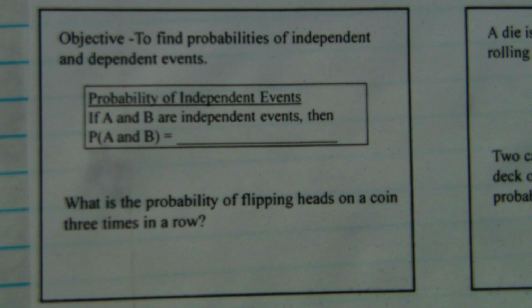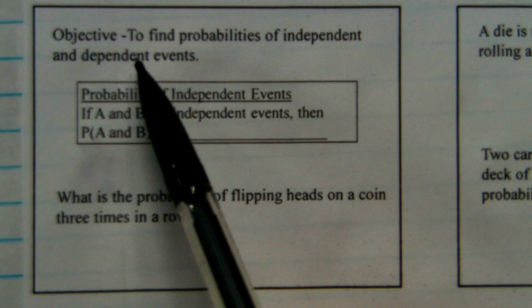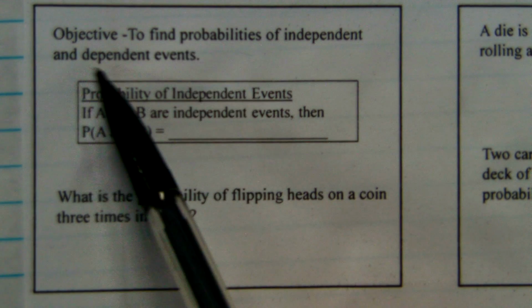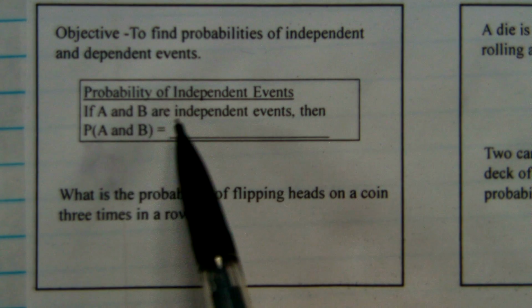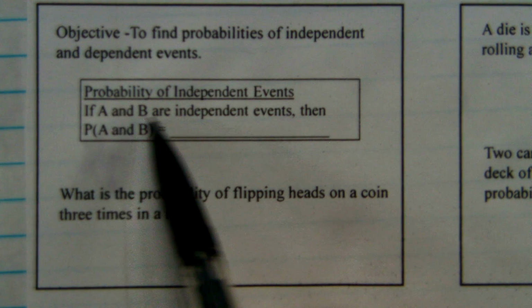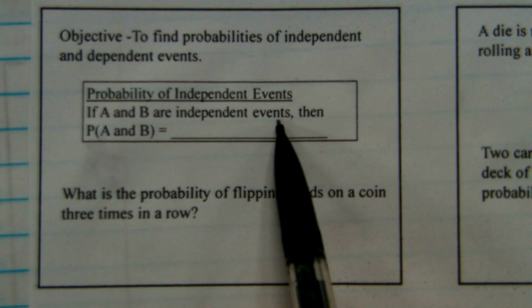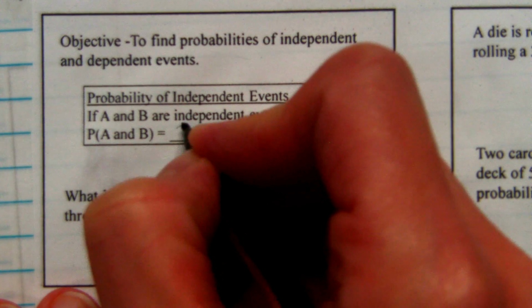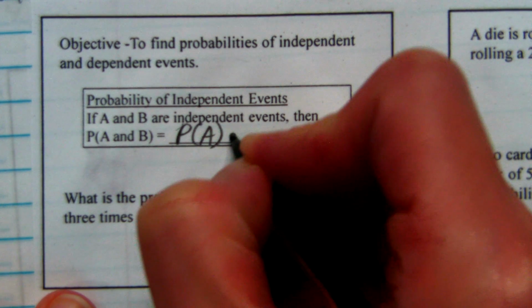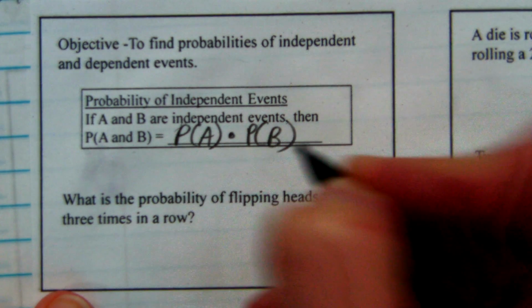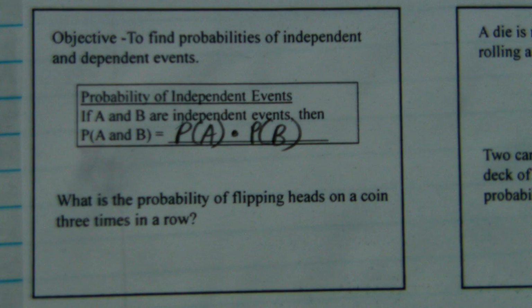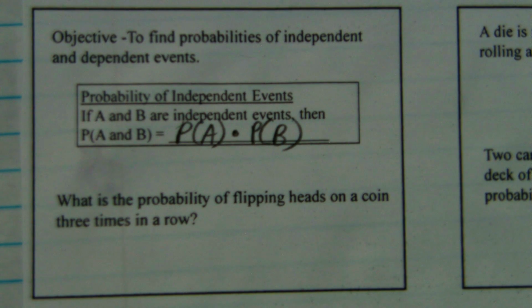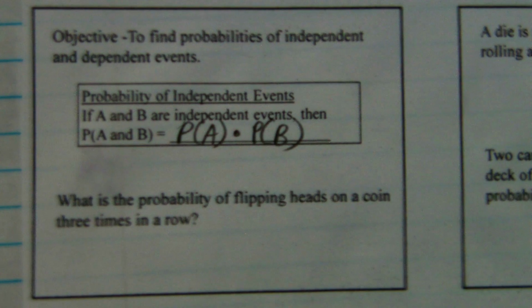All right, so we're doing probability of one event and another event. We're going to find the probabilities of independent and dependent events a little bit today. If A and B are independent events, meaning one does not affect the other, then the probability of A and B occurring is the probability of A times the probability of B. These are mutually exclusive. They don't have anything from one that affects the other. So we'll do some that are like that and some where they do affect.